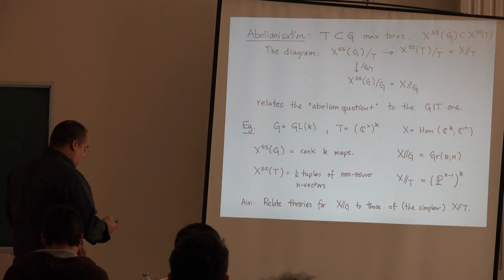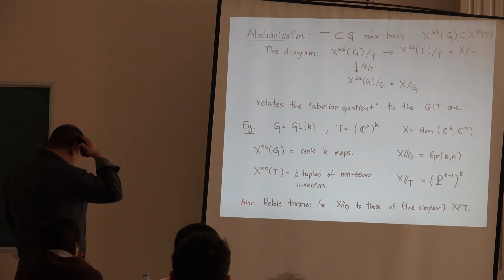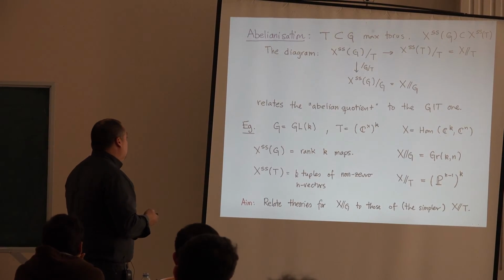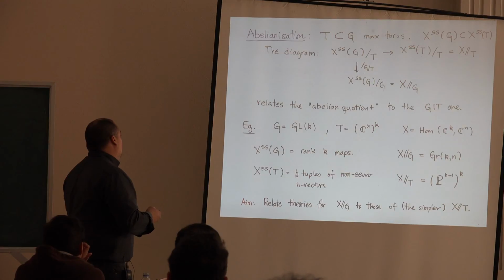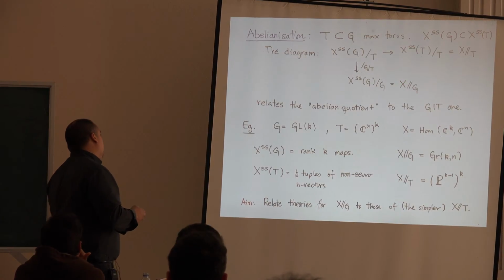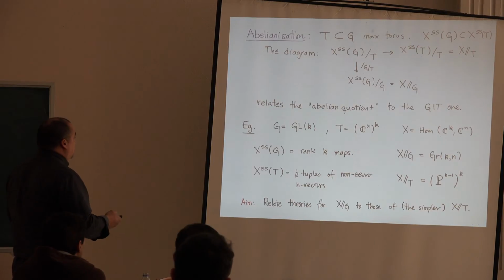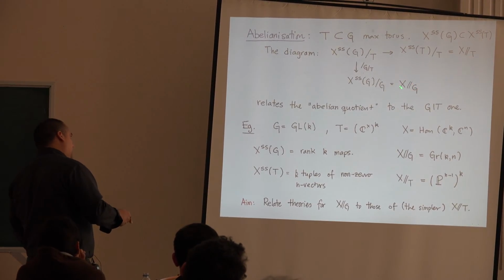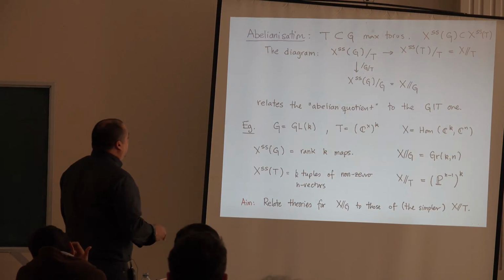The topic that I want to talk about today as well is this concept that people use a lot, that is called abelianization. What I want to do is try to relate theories of the GIT quotient, the non-abelian quotient, with its abelianization, which is just given by considering the maximal torus inside G, and then looking at the semi-stable locus of the action of G inside the semi-stable locus of T, and this diagram will relate these two quotients. In general, this one is a lot easier for most of the theories that I am trying to do, and so I want to say something about theories of the non-abelian quotient in terms of the abelian one.